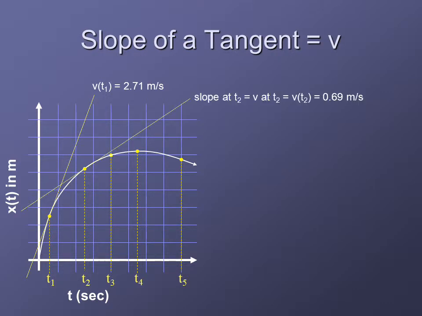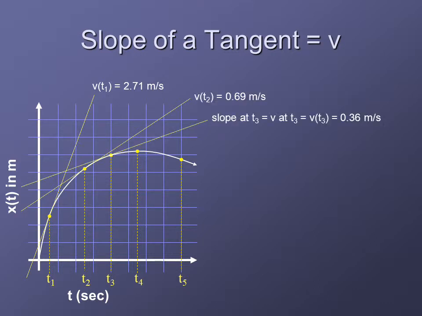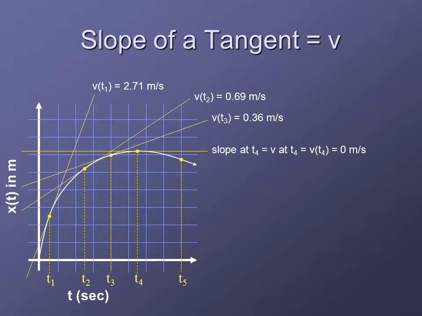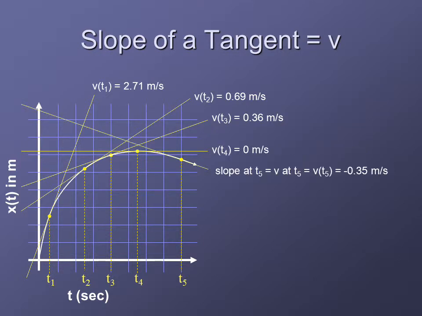Similarly, over here, you get a slope of 0.69, and right here, you get a slope of 0.36. Right here, as we said earlier, you get a slope of 0. This slope ought to be negative, and yeah, the slope is negative 0.35 meters per second.